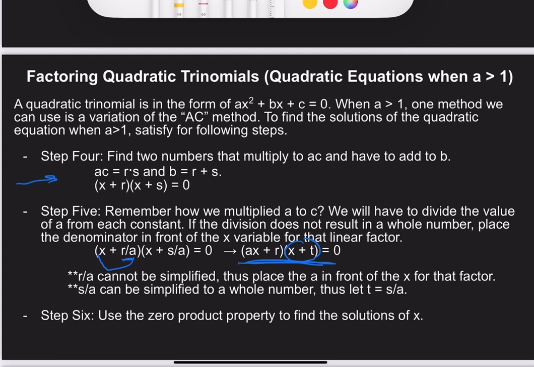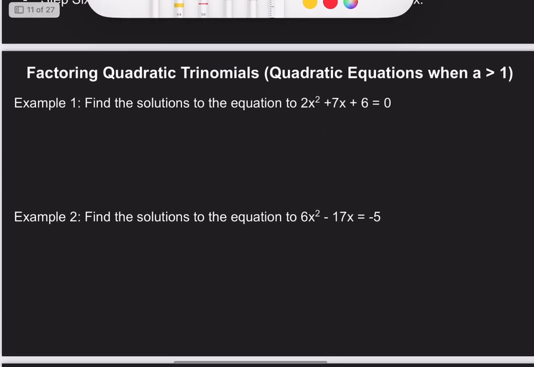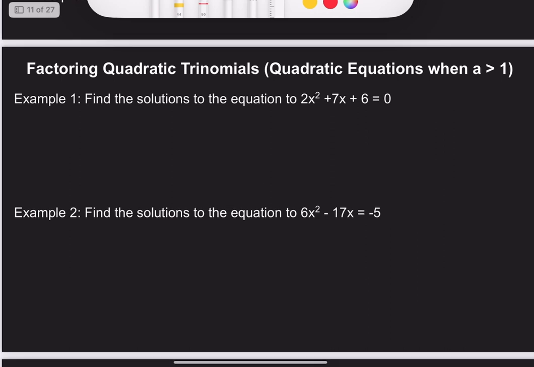Both pieces are equal to 0. Use the zero product property to find the solutions to x. Now, maybe that didn't make too much sense. Let's actually do a couple of examples to see how well we can understand, how comfortable we are to adapt into this. So we have 4 examples in this video, and we're going to answer all 4.